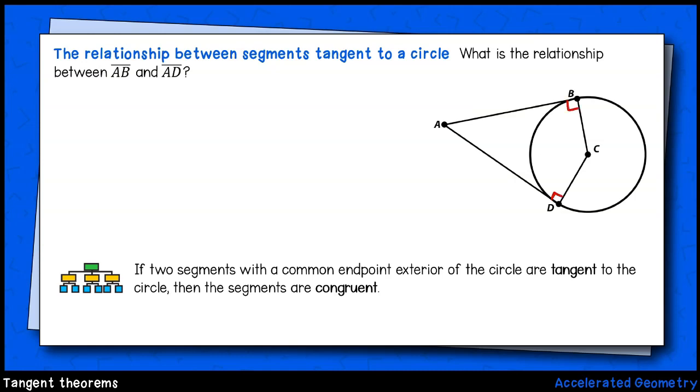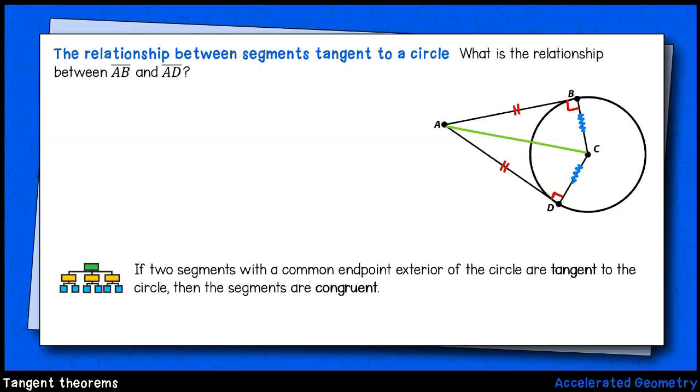We know that the angle between each radius and each point of tangency will be 90 degrees. Next, I'm going to draw a segment AC. In doing so, I created two right triangles. These triangles have a congruent leg, the radius, and a congruent hypotenuse. That means that they are congruent triangles by the hypotenuse leg theorem. Since corresponding parts of congruent triangles are congruent, segments AD and AB are congruent as well.